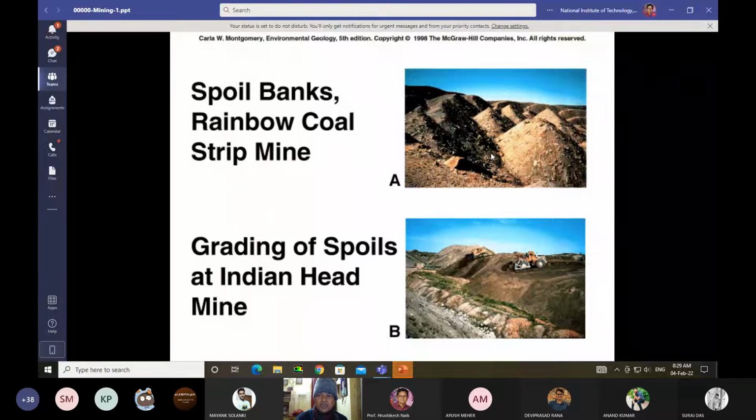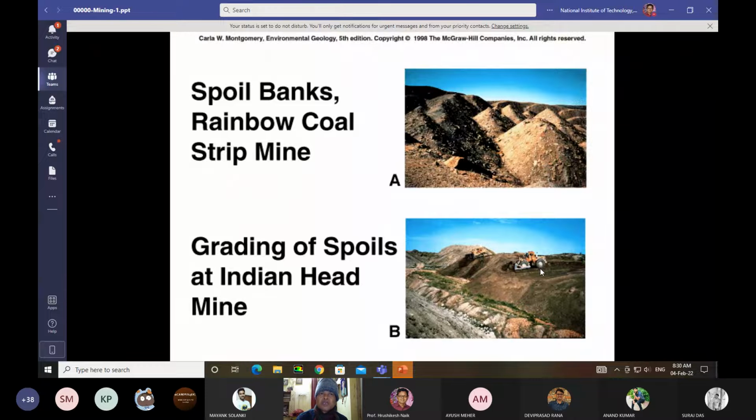Grading of spoils is carried out by road graders. This is the grading. Grading is carried out by the road graders, by the dozers, so that the land will be reclaimed and new plants can be planted. So that is the grading of soil carried out with the help of the road graders.